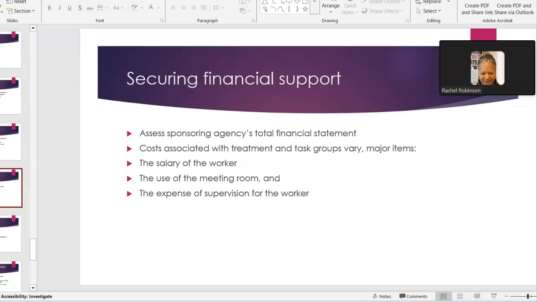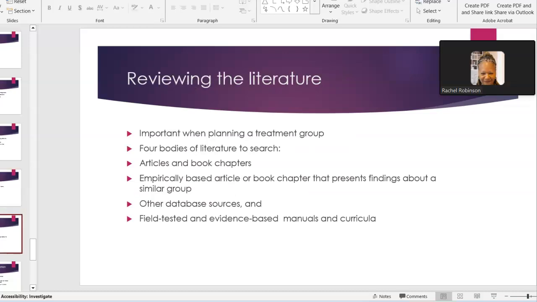In terms of securing financial support, it could be that there's a lot of need for financial support from the sponsoring agency. It could be that you just need the meeting room, or you just need to acquire supervision for the group leader. Review the literature.